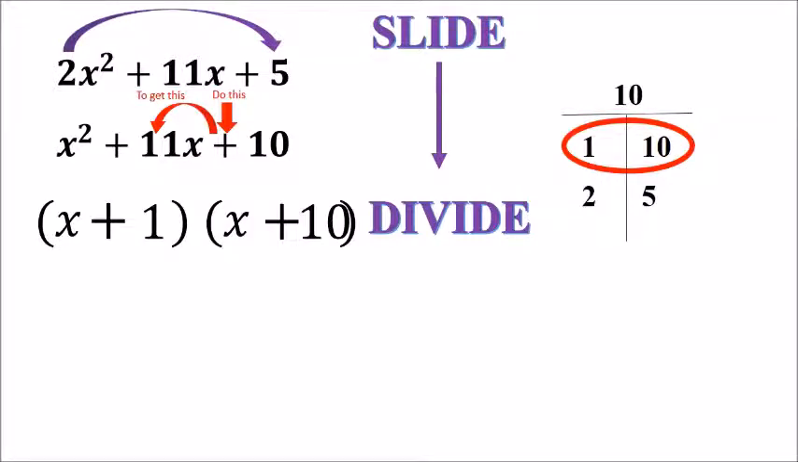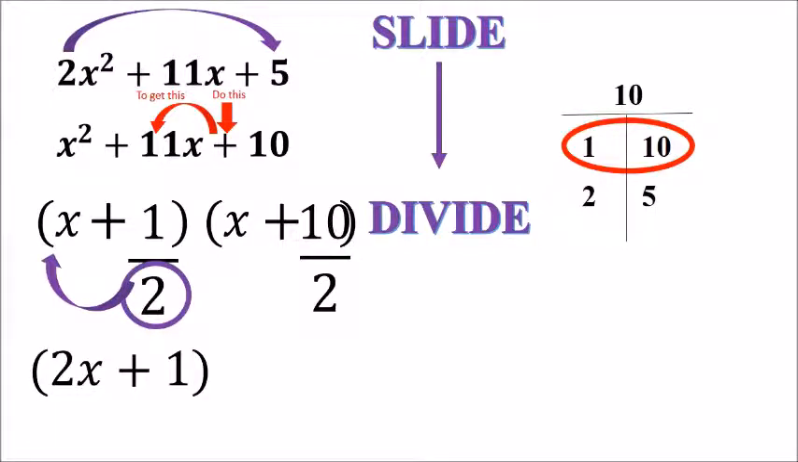Since I did a slide, I have to divide. Since I multiplied a 2 on, I'm going to divide a 2 out from each of those terms. In my calculator, I go to simplify those fractions. When I do 1 divided by 2, it simplifies to the fraction 1 over 2. Since I can't leave fractions in my answer, I take the denominator and I just push it to the front of that term. It becomes 2x plus 1.